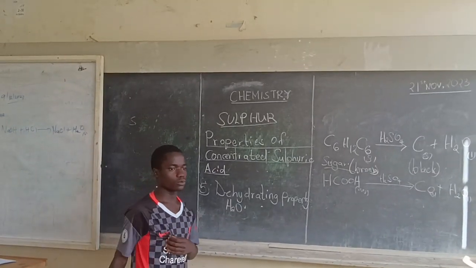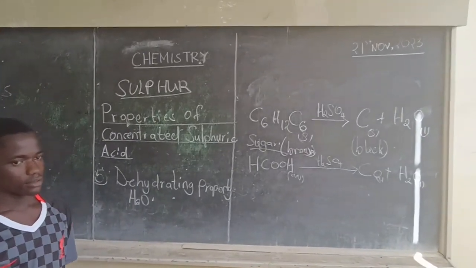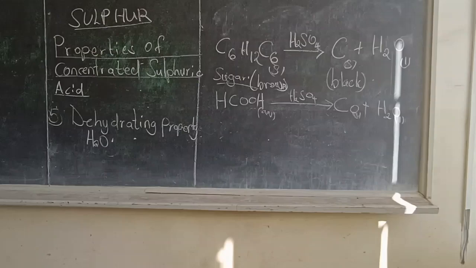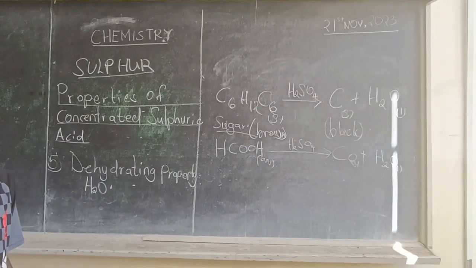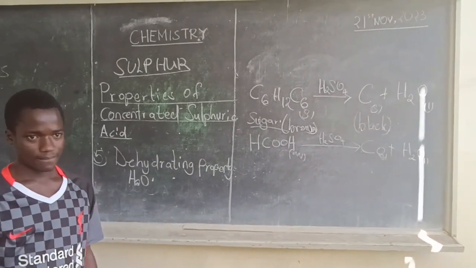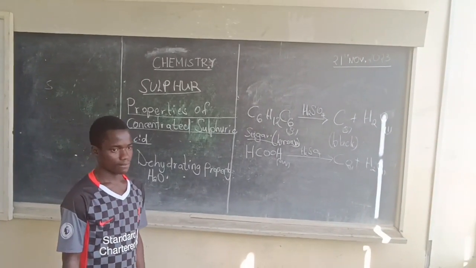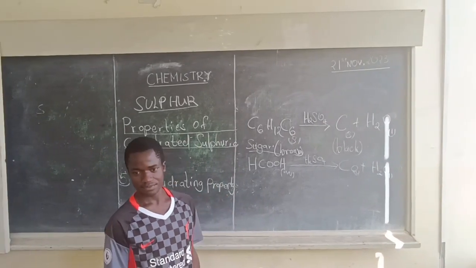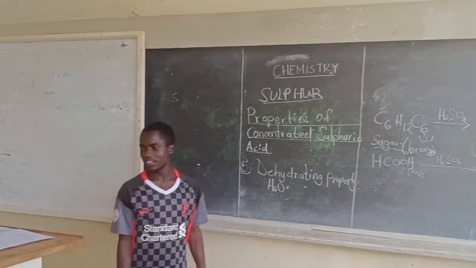Yes, not a question, but another dehydrating property. The sulfuric acid can also be used in the industrial preparation of nitric acid to remove the traces of water in order to get 95% or more nitric acid. Yeah, very good. Any other? Somebody has anything to add?